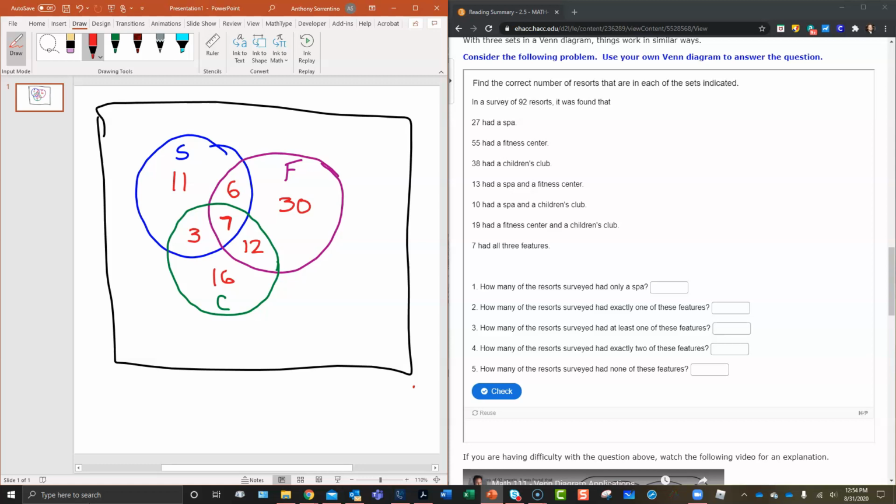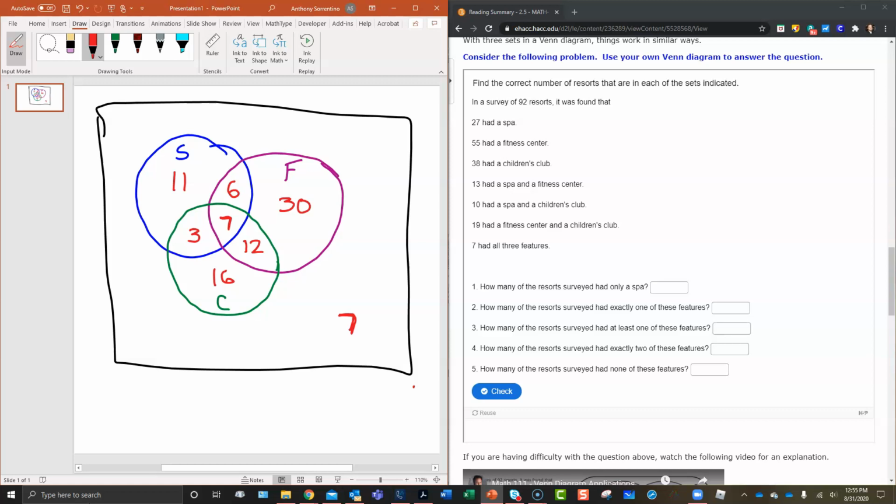Last but not least, these are the resorts that had at least one of these things. Do these add up to 92? Well, if you add all the numbers together, they come out to be 85. So there's 7 out here that don't have any of these features. And some of the questions are already being answered as we go along, because now you can start looking at this Venn diagram and these questions should be much easier to answer.